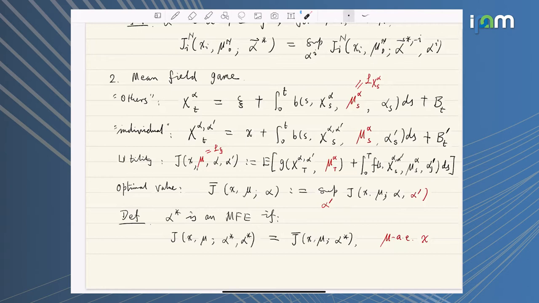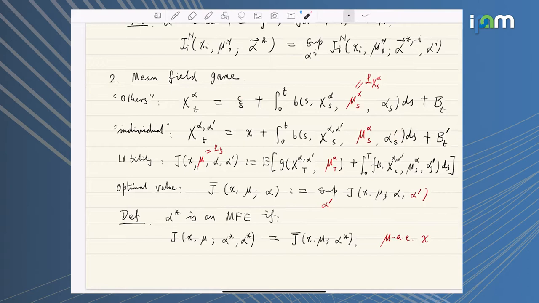And now for the individual player: given that all the others use the common alpha, the individual player is allowed to use a different control, say alpha prime. His initial state is x here.